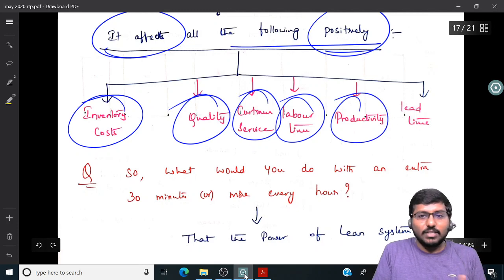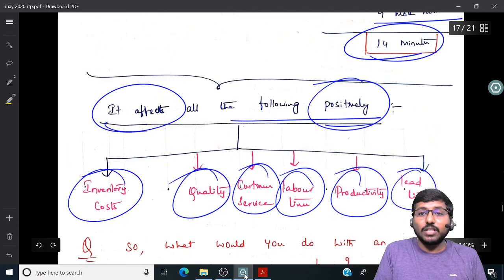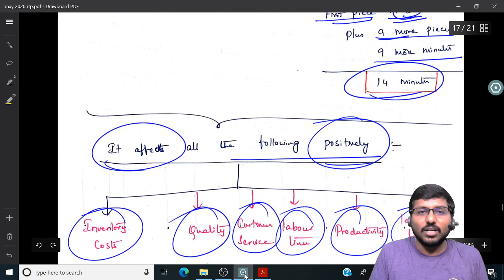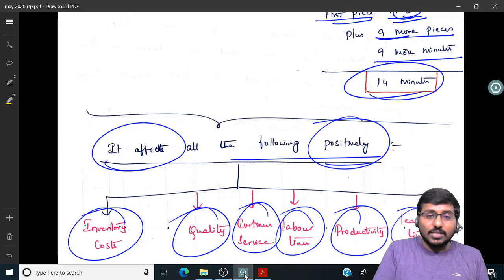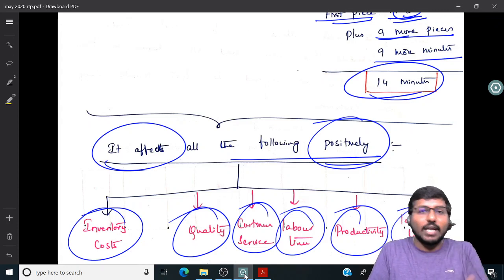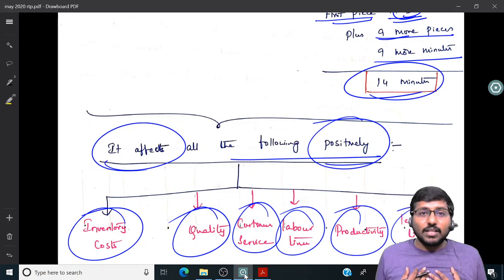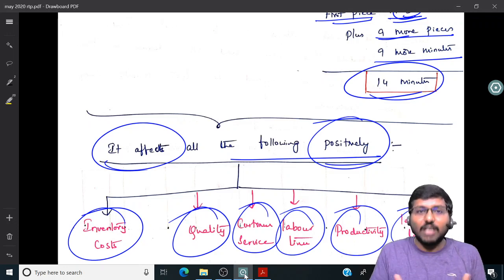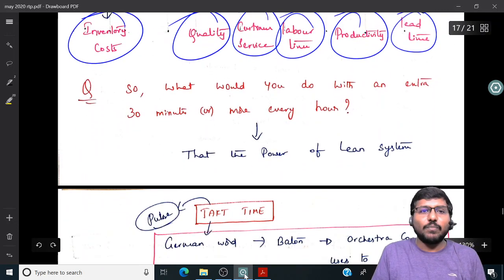Productivity will be increased, that is efficiency, and lead time also will be reduced because now we can manufacture things faster. Lead time is nothing but the time taken by the supplier to deliver your order from the moment it has been ordered, correct? And if we are the supplier, I can easily make things faster now. You got it? Point. Anyway.